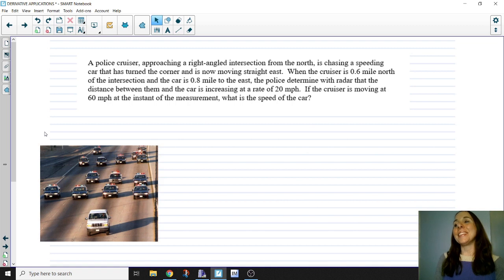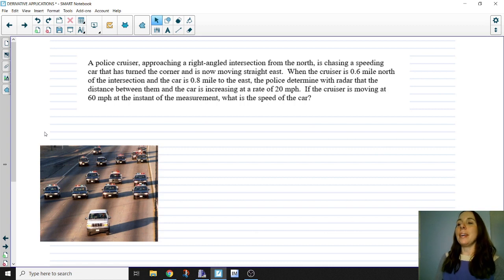This is one of my favorite problems that I do all year in AP Calculus, and it is a related rates problem. A police cruiser approaching a right-angled intersection from the north is chasing a speeding car that has turned the corner and is now moving straight east. When the cruiser is 0.6 of a mile north of the intersection and the car is 0.8 of a mile to the east, the police determine with radar that the distance between them and the car is increasing at a rate of 20 miles per hour. If the cruiser is moving at 60 miles per hour at the instant of the measurement, what is the speed of the car?